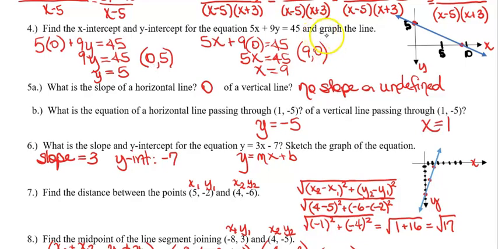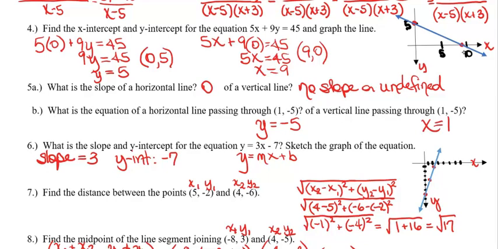So they also asked us to graph the line. So we can come over here and we can take those two intercepts we just got, (0, 5) and (9, 0), and graph our line. If you wanted to plot a third point just to verify that you had it correct, you absolutely could do that as well. All right, then for number 5, it asks us what's the slope of a horizontal line.